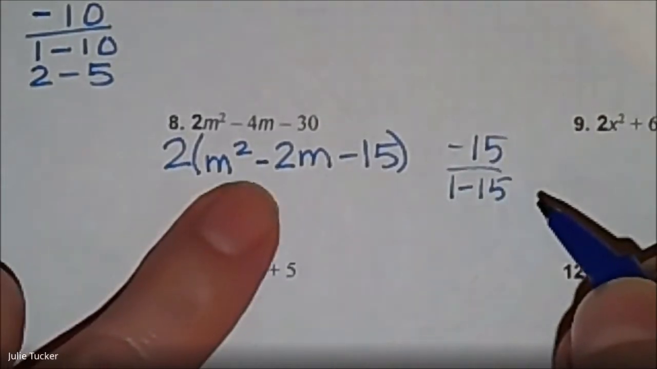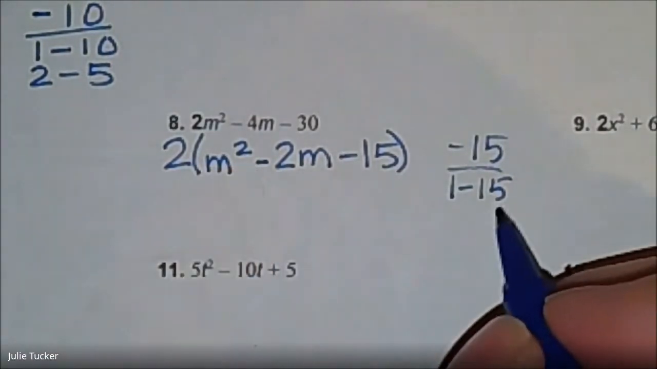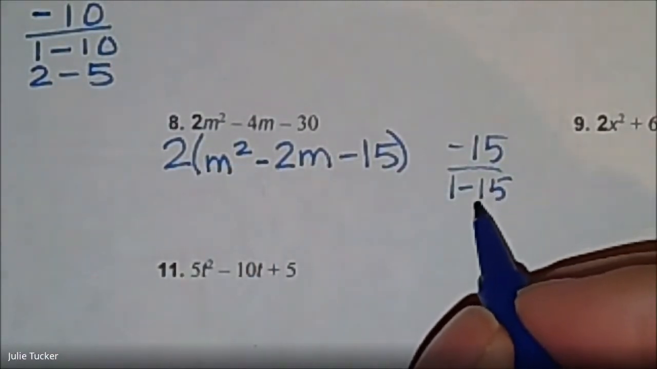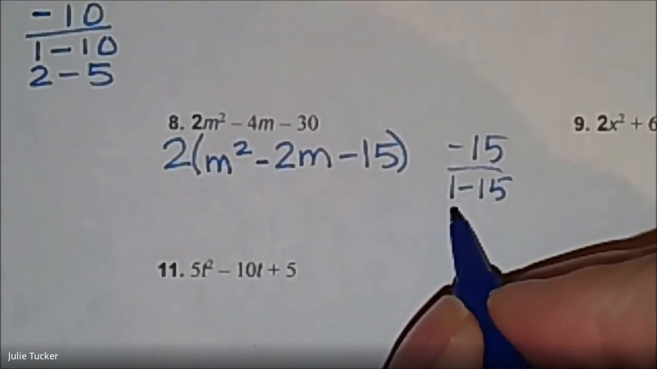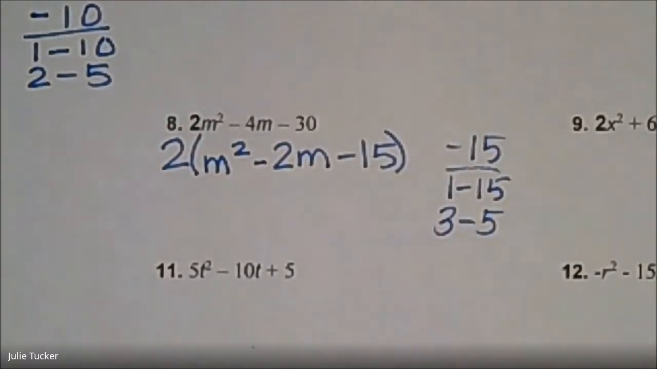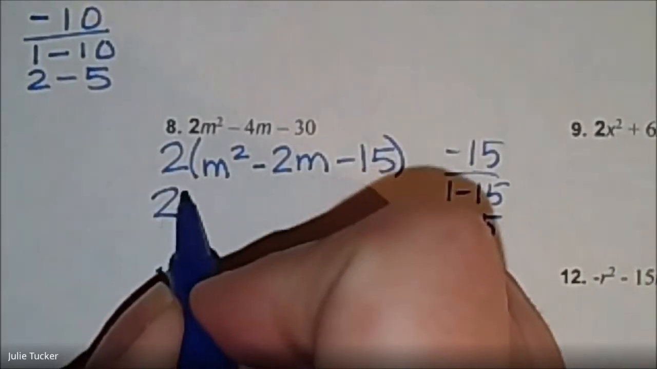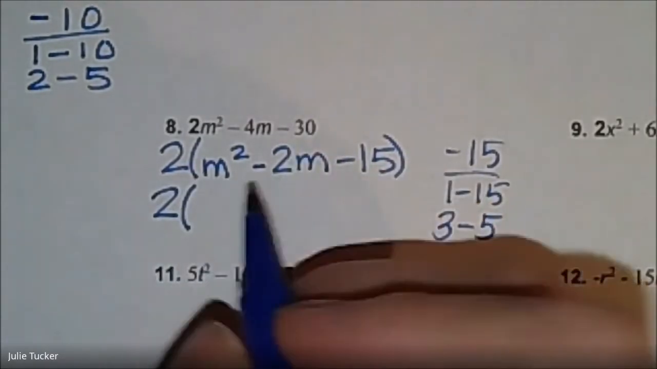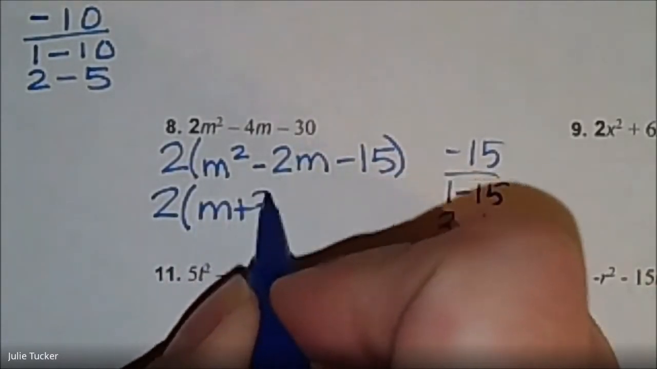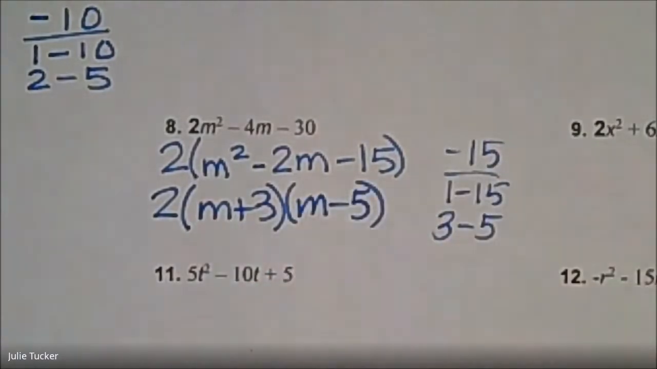And we're looking for a sum of negative 2. So 1 minus 15 is not going to do it. And the next factors are 3 and 5. And 3 minus 5 does it. 3 minus 5 is negative 2. So that's what I want. So now I carry down the 2 before the parentheses. And I put m plus 3 and m minus 5. And that's my answer.